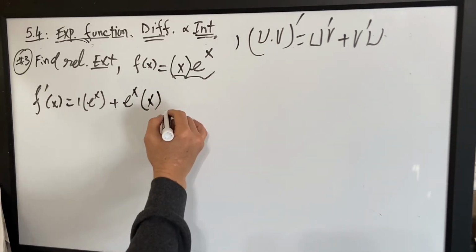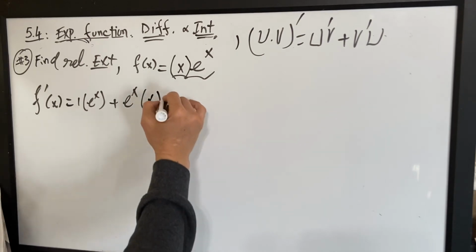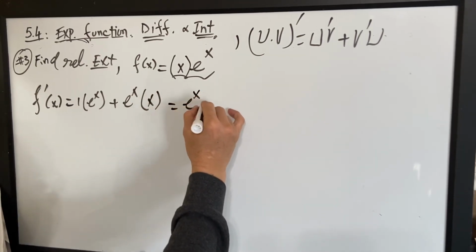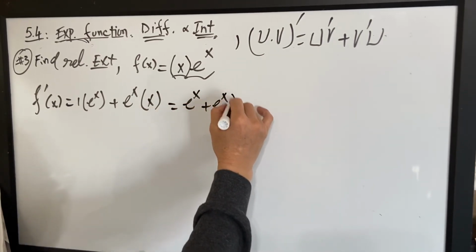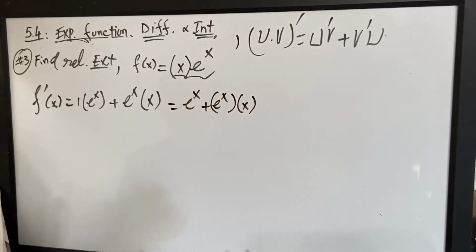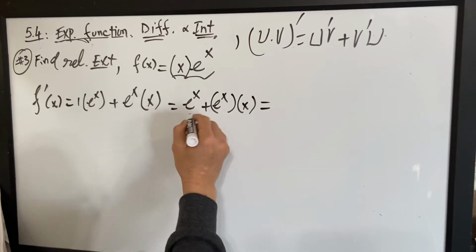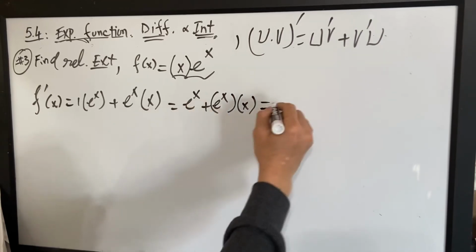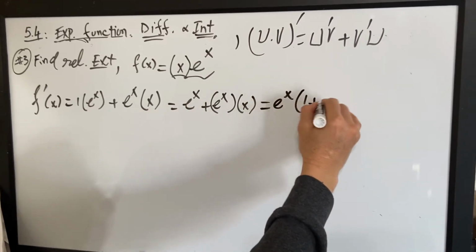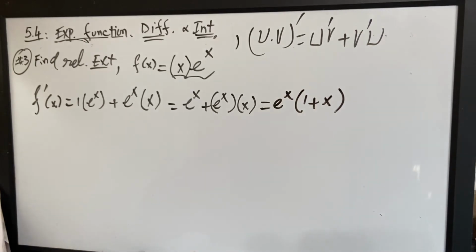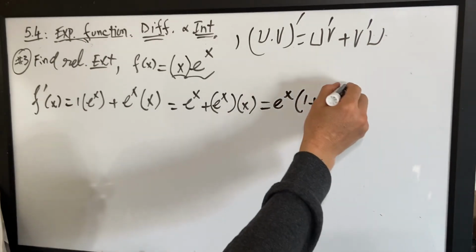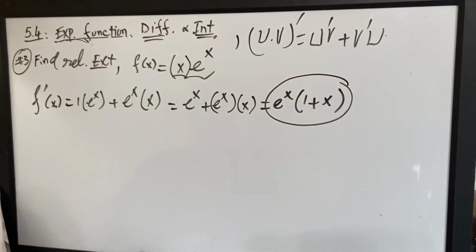Now we have e to the x plus e to the x times x. I want to be nice to my math form. Can I factor? Both terms have e to the x, so e to the x times (1 plus x). Why do I need to factor it out? Because by factoring it out, I get a good observation.